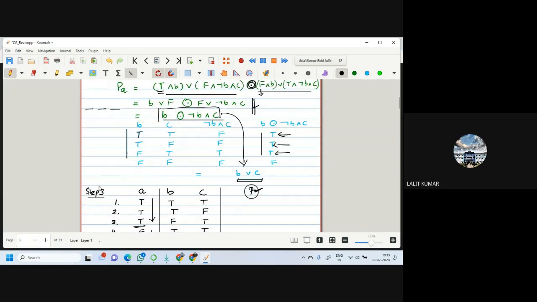Like I say, there are 2 ways. If you don't want to come here, for example, if you are facing difficulty here, what you can do, you can make the truth table for the predicate. So you will have 8 rows in the truth table. That's okay, Vivek? Yeah, that's okay.